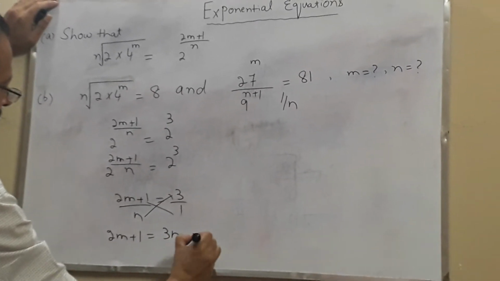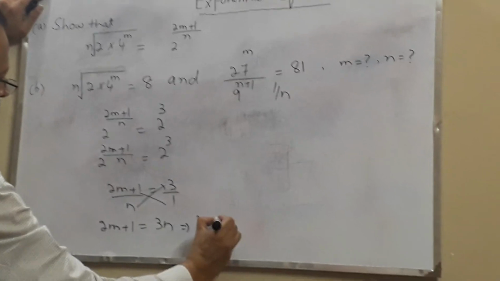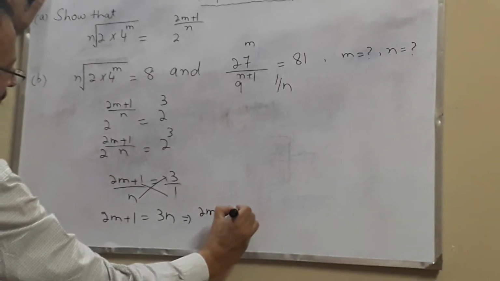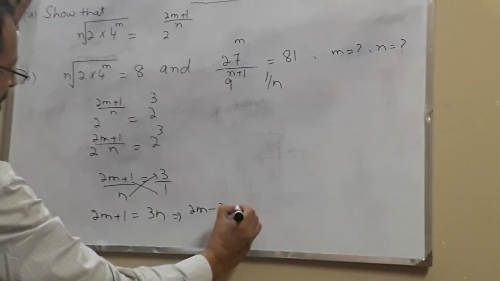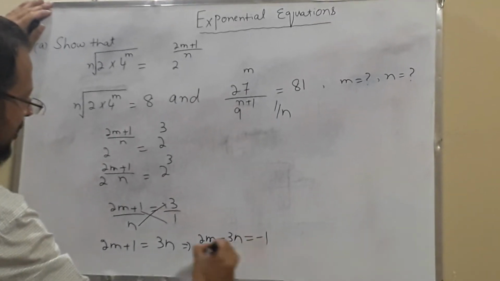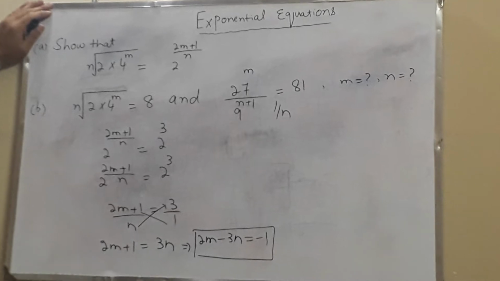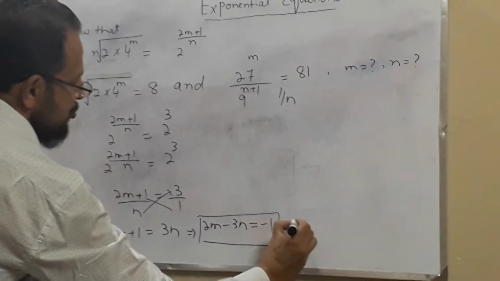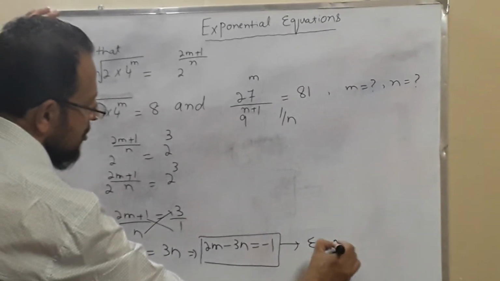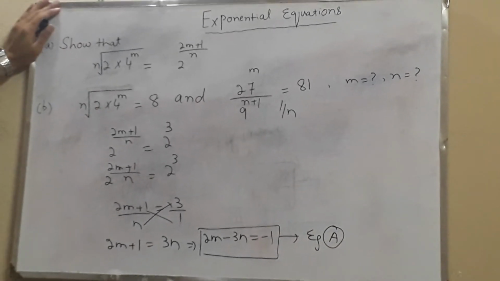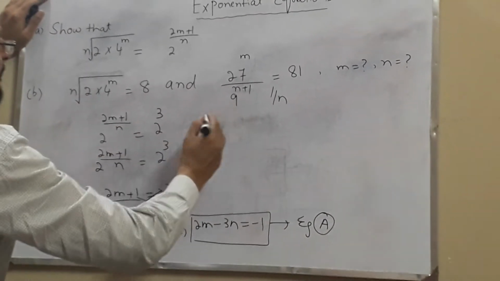Now using the cross method, this will give me 2m plus 1, which is equal to 3n. It can be written as 2m minus 3n, which is equal to minus 1. So we have solved this, and let's call this one equation A. Okay. Now let's solve this equation.